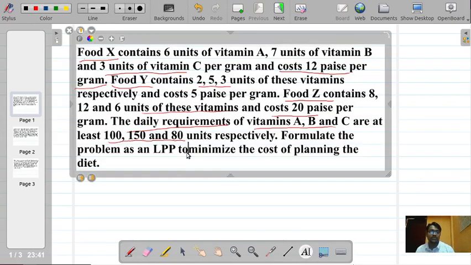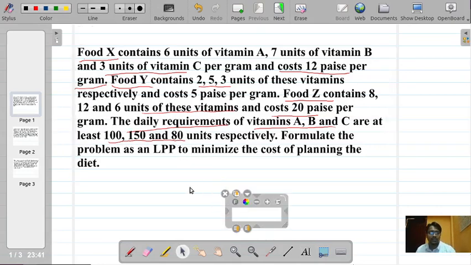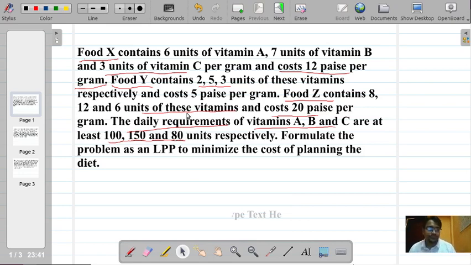It is assumed that the person who is taking these diets takes only these particular food items per day. That is one assumption, because we are given only these three types of foods here. So one is food X, another is food Y, another is food Z. Each food contains different amounts of vitamin A, vitamin B, vitamin C. So let us try to formulate this as an LPP.